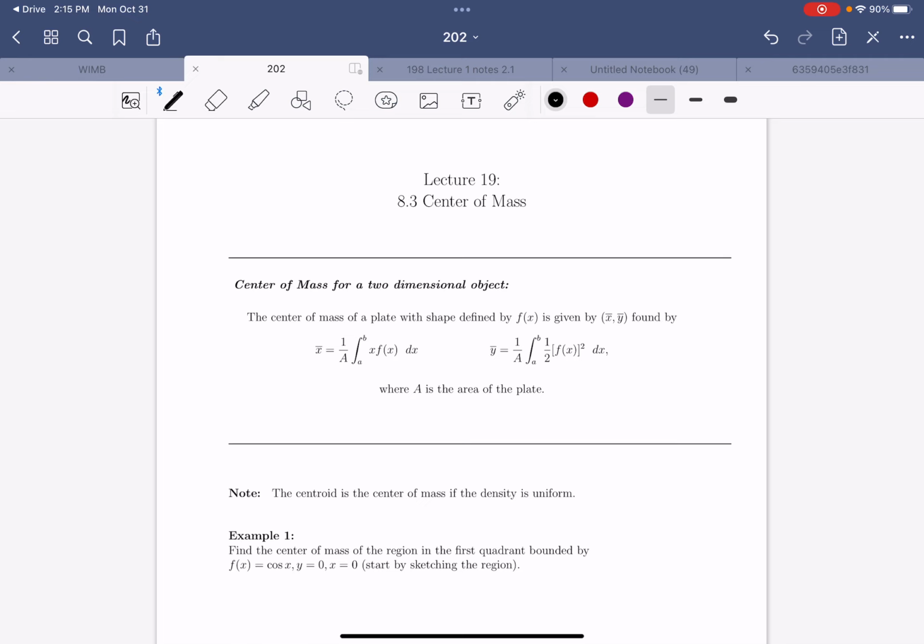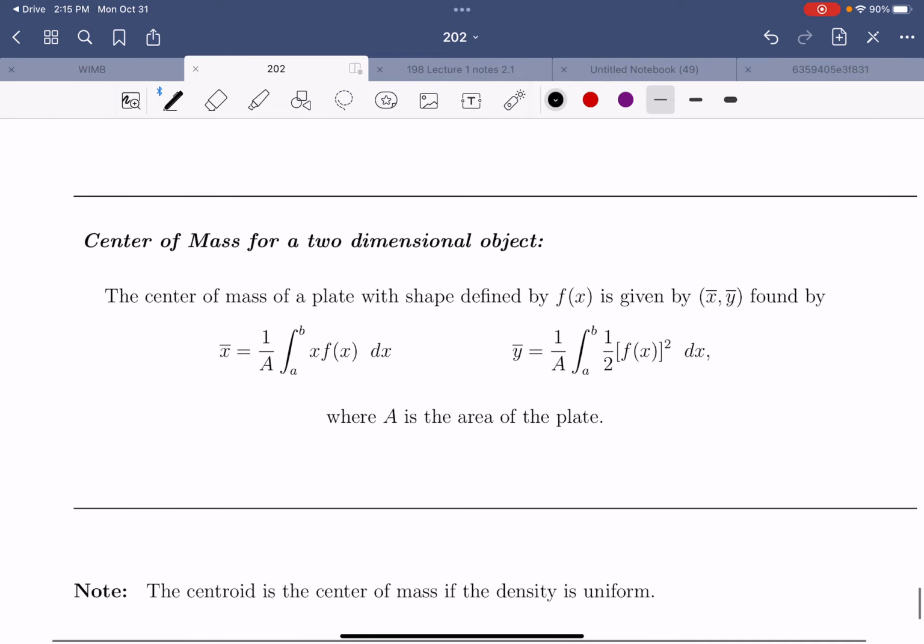I'm not really going to go through a lot of details on this, but typically when we have a plate, meaning thinking 2 dimensions as opposed to 3, you want to find the center of mass. And if that plate has a uniform density, meaning that it's the same everywhere, then that center of mass is also called the centroid. And the coordinates of the center of mass can be found using these two formulas.